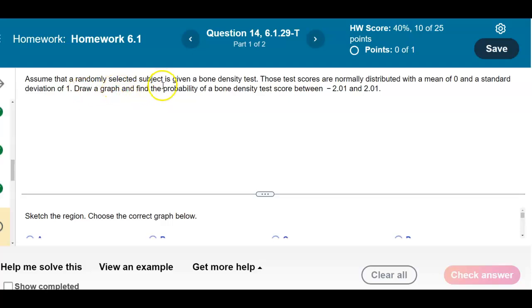Assume that a randomly selected subject is given a bone density test. Those test scores are normally distributed with a mean of 0 and a standard deviation of 1. Draw a graph and find the probability of a bone density test score between negative 2.01 and 2.01.